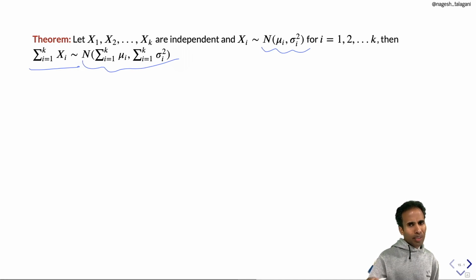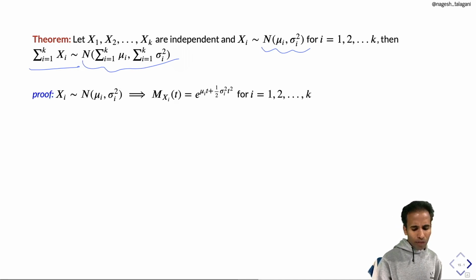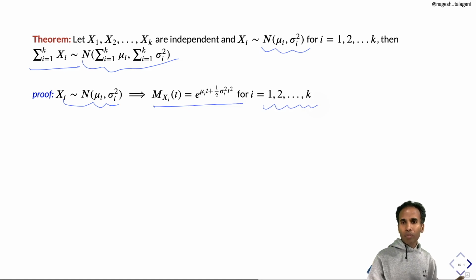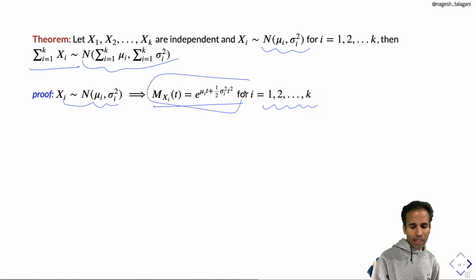Again, we are going to prove it in a similar fashion. Here Xi follows normal distribution with the parameters mu i, sigma i square. So the MGF of Xi at t is going to be e power mu i t plus half sigma i square t square, for i equal to 1 to k, because we know what the MGF of normal distribution is. So we can write this.